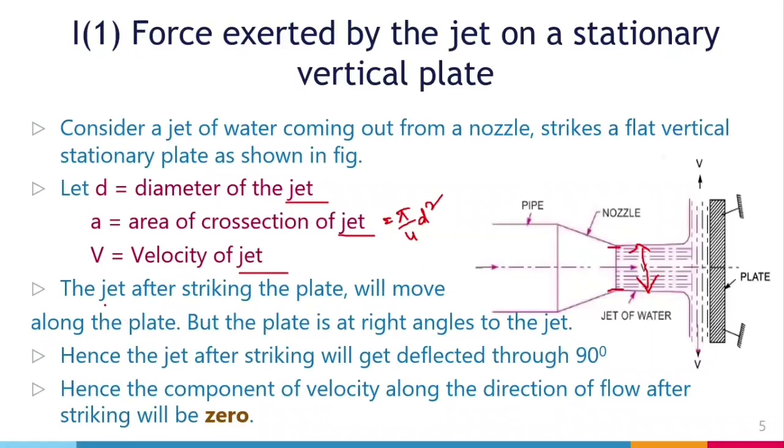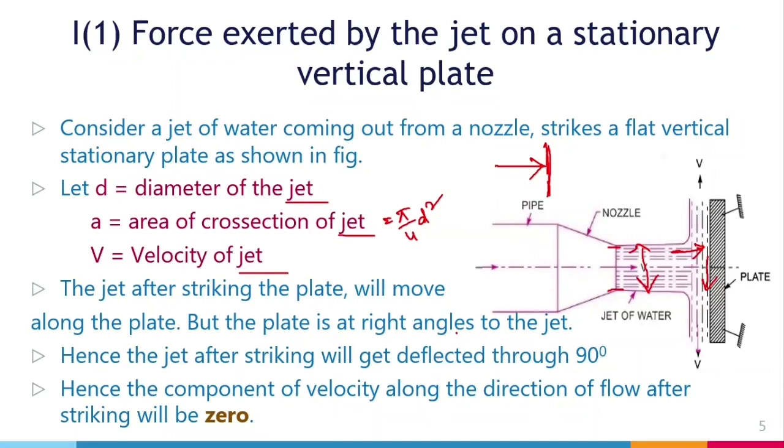Next, the jet after striking the plate will move along the plate. I told you, when this water is striking the plate, it will slide down. After striking, it will slowly slide down along the plate. The plate is at right angles to the jet. That is what our vertical condition means. Whichever is the direction of flow, you should place your plate vertically, or at 90 degrees. Hence, the component of velocity along the direction of flow after striking will be 0. Now from here we'll start our actual problem.